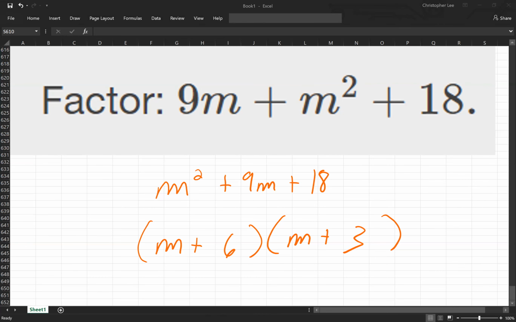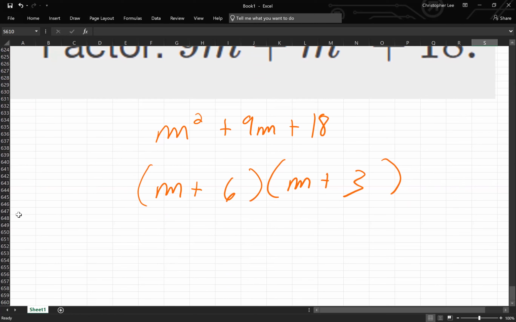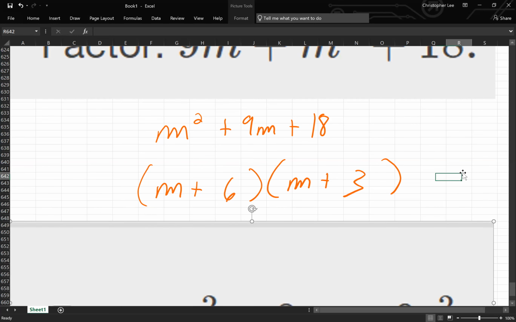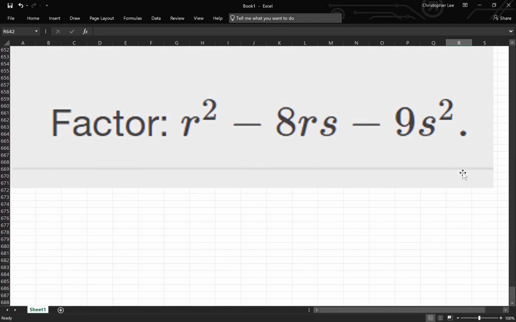All right, let's take this up a notch real quick. Knowing all that you guys know so far, what do you think about this? So I have r squared minus 8rs minus 9s squared. What do we think? We already know the answer is going to be something like that, but what am I going to write? I promise you it's not that complicated. It's as easy as you think it is.